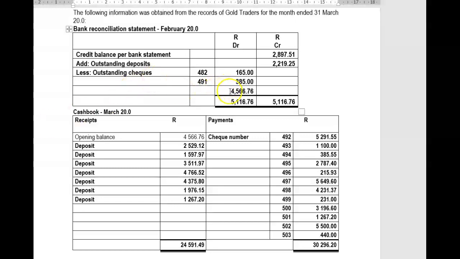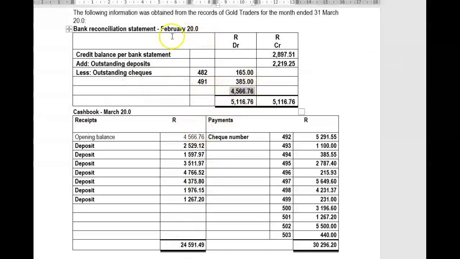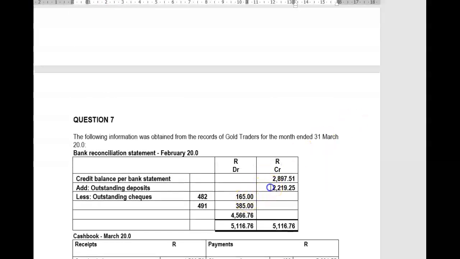So there you can see that 4,566.76, that was the opening balance, the closing balance for February on our bank reconciliation balance per cash book, and that indeed is also then the balance that we started off with. So your first step is going to see whether these items has gone through the bank. Outstanding deposits on the previous month's bank reconciliation statement, 221925. So you're going to compare that here with your bank statement, and there it is, 221925. Guys, and you're physically going to tick off all the items that reconciles.